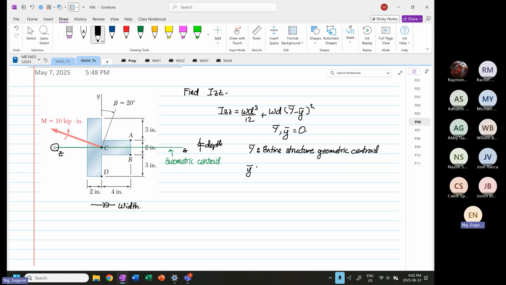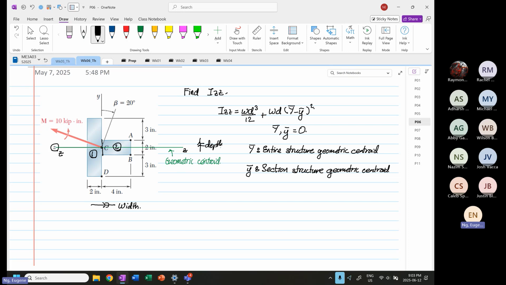Whereas small y bar is the section geometric centroid. So we're going to divide this into two. This is 1 and this is 2. The geometric centroid for 1 is exactly on the green line. The geometric centroid at 2 is also exactly at the y line. That's why both of them are equal to 0.